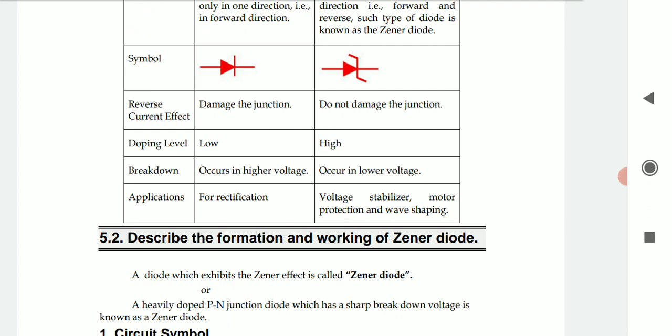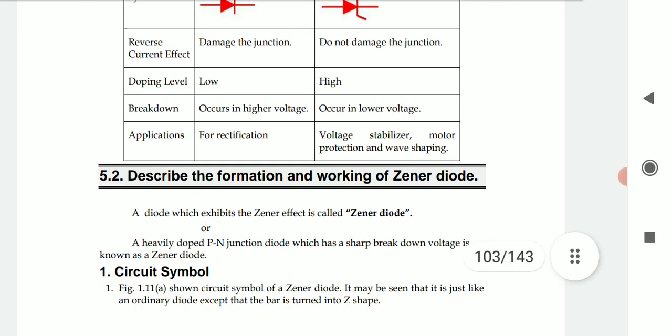Next, doping level. The doping concentration is low in p-n junction diode, whereas in Zener diode it is very high. Next, breakdown occurs at higher voltage in p-n junction diode, whereas in Zener diode it occurs at lower voltage only. Next, applications. The p-n junction diode is used as switch and rectifier, whereas Zener diode is used as voltage regulator or voltage stabilizer, motor protection and wave shaping. Stabilizer means it gives a constant output irrespective of changes in the input.